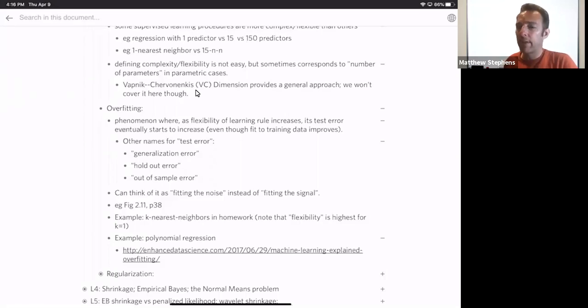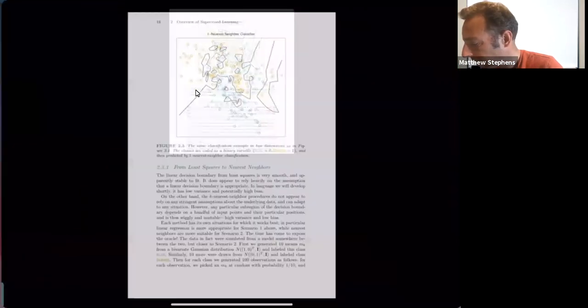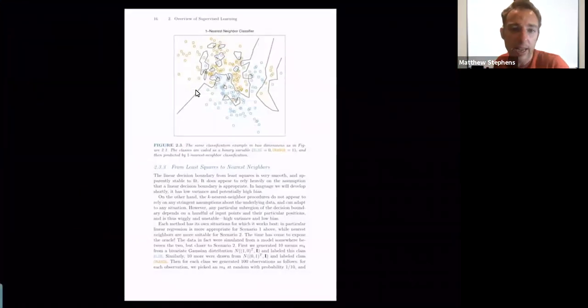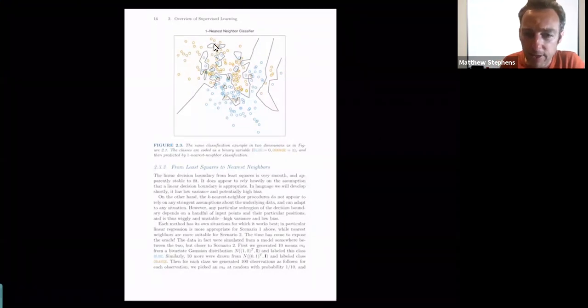One way of thinking about this is that if you have too many degrees of freedom, too complex a model, too flexible a model, it starts to fit the noise instead of fitting the signal. You can kind of see that maybe that's what's going on here. The one nearest neighbor classifier, in classifying this blue point, has a decision boundary that correctly classifies the blue point as blue, but that's because it saw that point. It's very attuned to that training data.